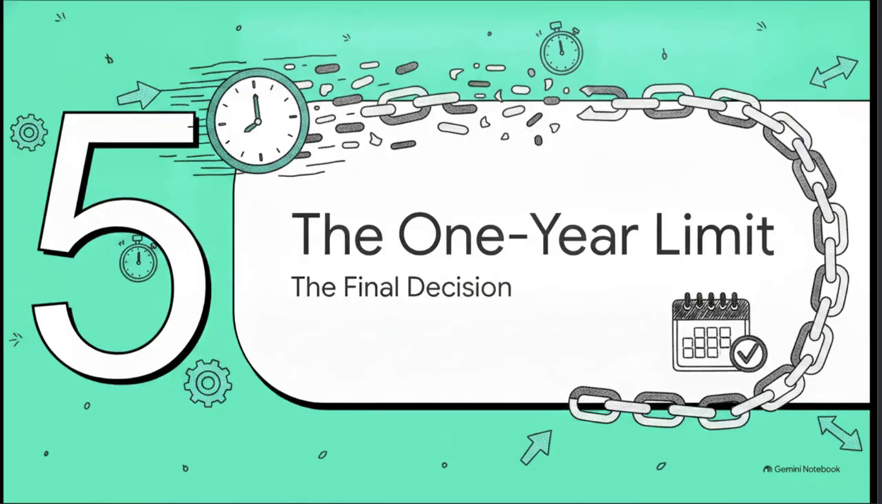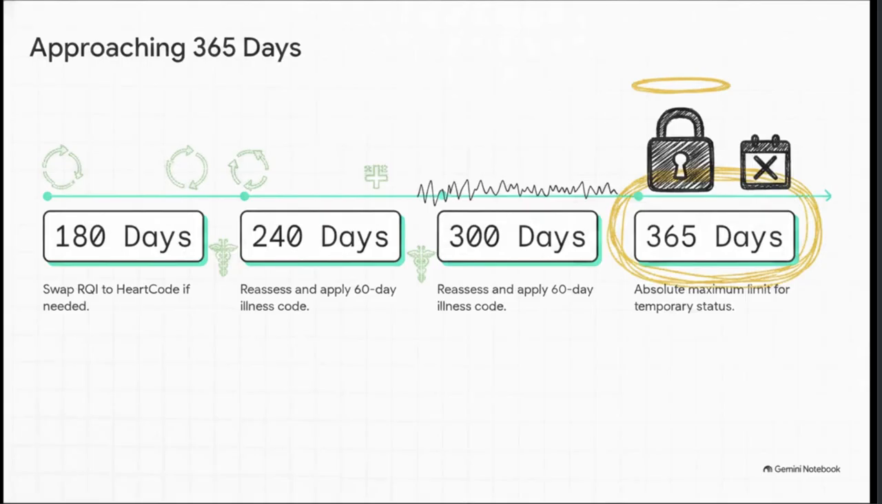Moving into section 5, the 1-year limit, the final decision. So, as the timeline stretches past 6 months, you just continue to reassess and enter that same TMS illness code every 60 days. You'll punch it in at 240 days and again at 300 days. But listen up, because here is the absolute golden rule. A temporary waiver cannot ever, under any circumstances, exceed 365 days from the initial start date. 1 year is the absolute maximum limit, period.